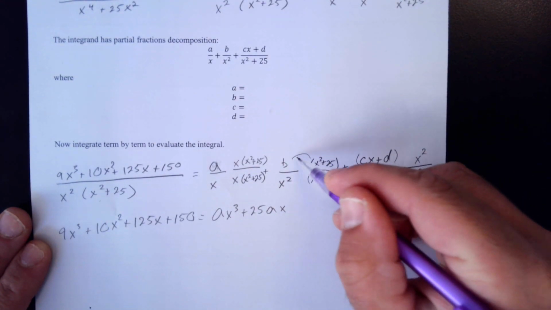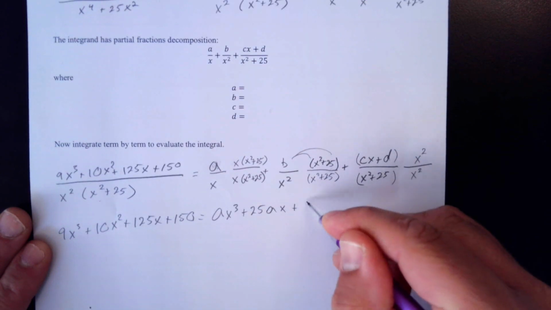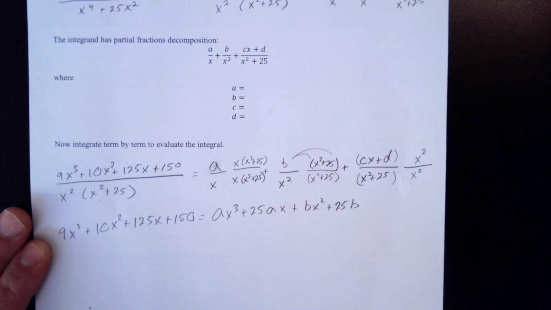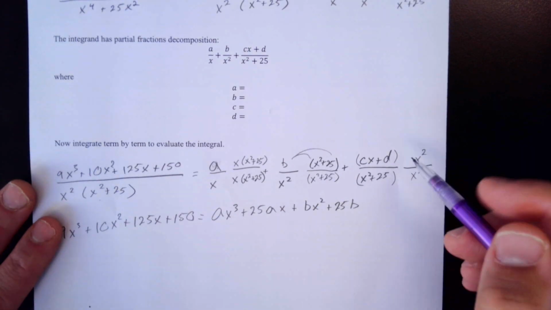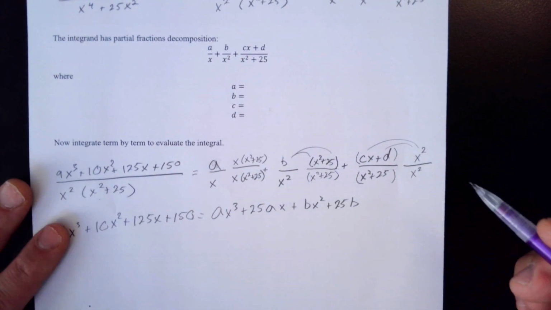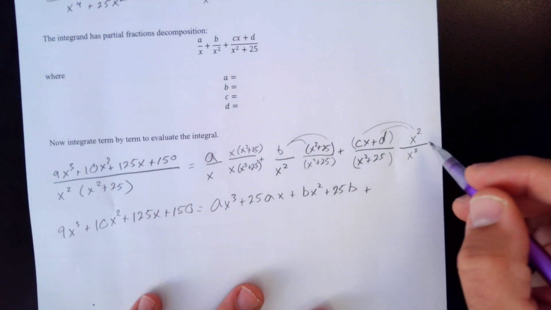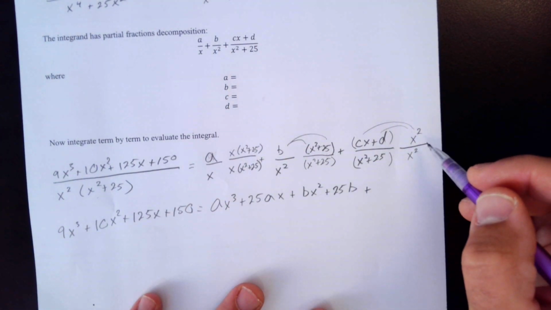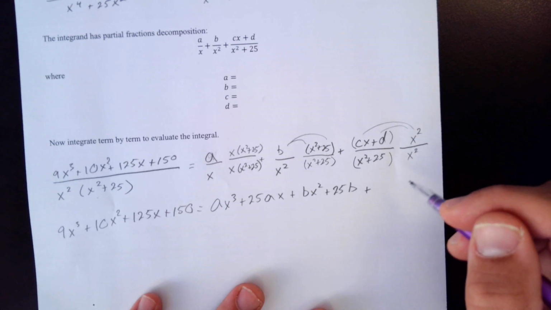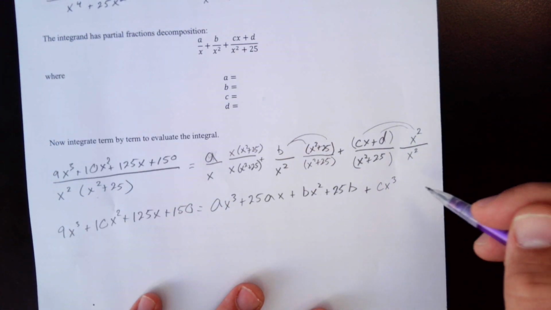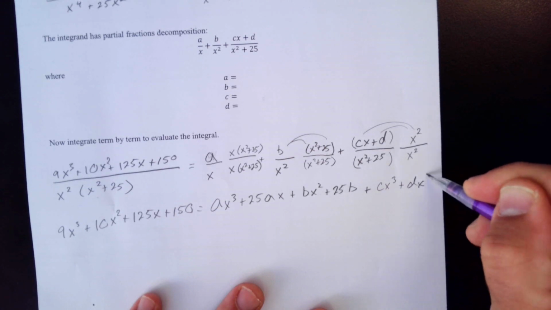Let me bring this b through to both sides. That'd be plus bx squared plus 25b. And let me bring this x squared through to both sides. That would be, let's see, this x squared times cx would be cx cubed, and x squared times d would be dx squared.